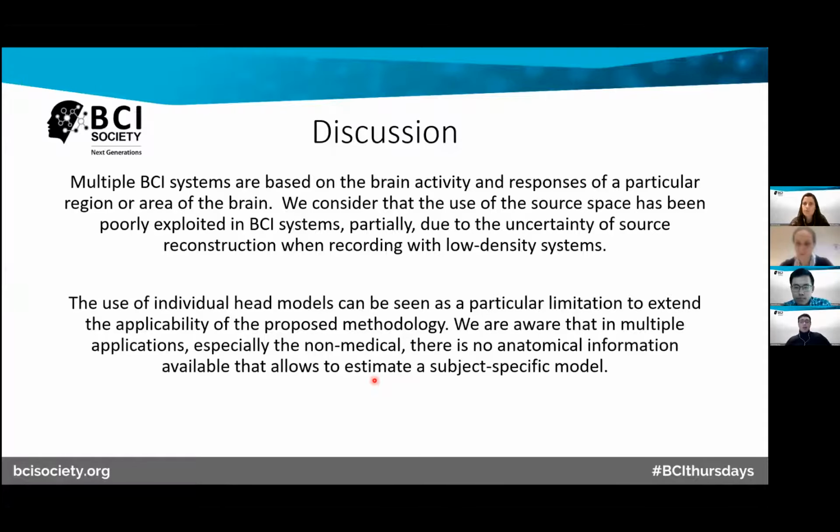And of course, there are some limitations in this work. One of them is the use of particular anatomical information, which sometimes is not available, especially in non-medical applications. And also I would like to highlight that the channels that we are obtaining after the optimization are channels that are related to that particular source activity. So different brain activities can be monitored by different combinations of channels, and that is my final highlight for this.